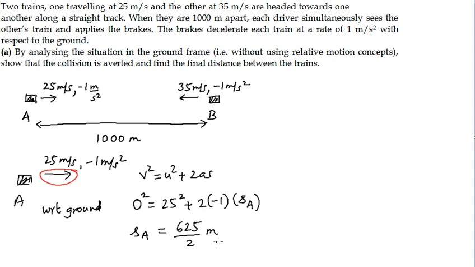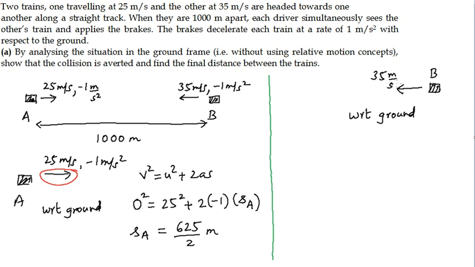In other words, train A in the absence of train B would stop after traveling 625 by 2 meters in the rightward direction. Now let us likewise analyze the situation for train B. Let's assume that train A was absent and train B is being viewed from the ground. We know that train B's initial velocity in the leftward direction is 35 meters per second, and once the brakes are applied the acceleration is minus 1 meter per second square, once again in the leftward direction. So in the leftward direction we apply the equation v square is equal to u square plus twice as, to train B. Remember, this time the leftward direction is treated as positive.